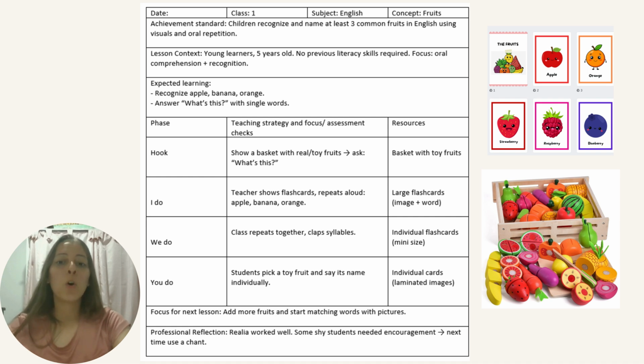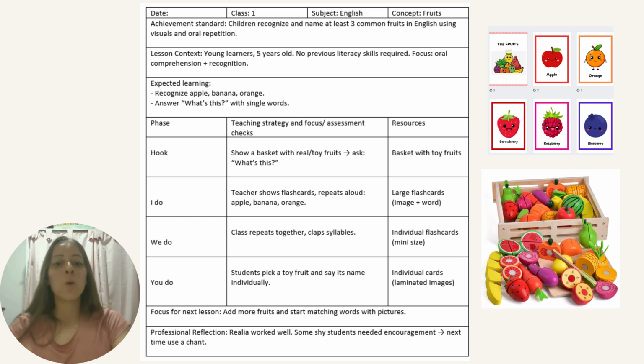Lesson 1. In our first lesson, the goal is for children to recognize and name three fruits in English: apple, banana, and orange. The focus is oral comprehension since students are very young and don't need previous literacy skills.